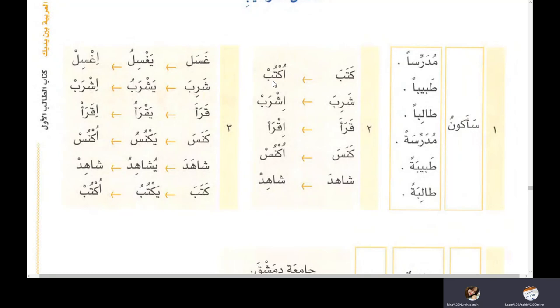Next, kataba becomes uktubu. And then uktub. Do you know the meaning of both these words? Kataba, he wrote. Uktub, write. We are ordering the next person to write something.